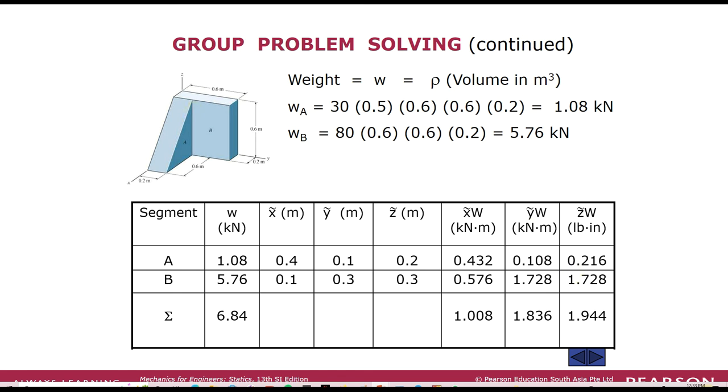So then we substitute it into the center of gravity equations. We get 1.08 divided by 6.84, 1.836 divided by 6.84, and also continue for z, 1.944 divided by 6.84. We get the value at x, the center of gravity is 0.147 meter, at y is 0.268 meter, and 0.284 meter for z.